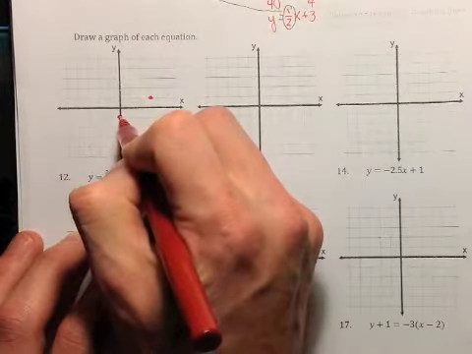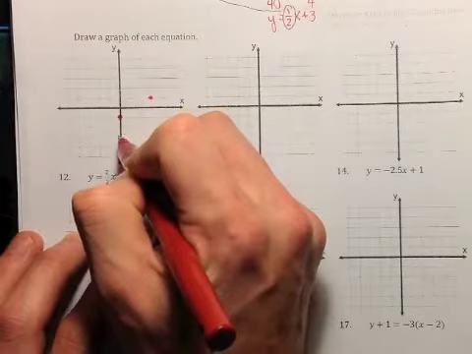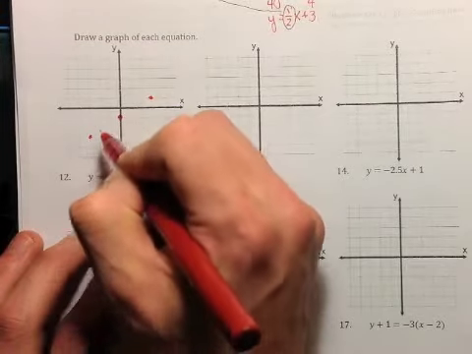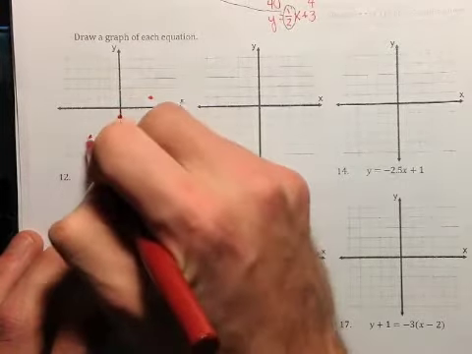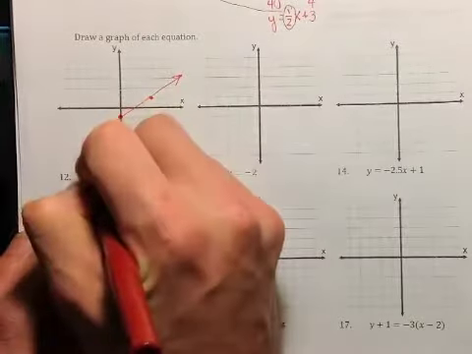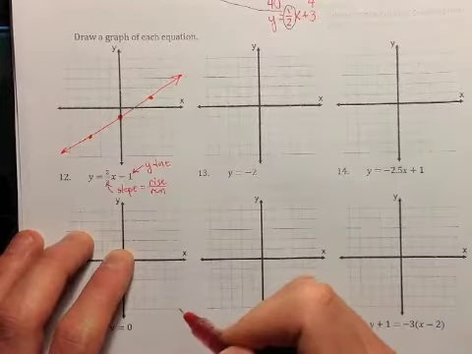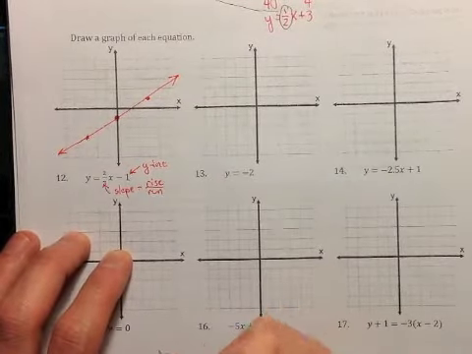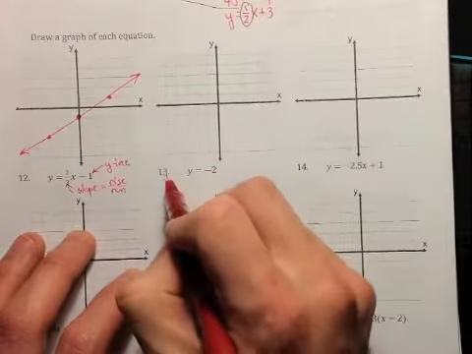So if we rise -2, run -3, we'll find another point on the line. Okay, so we have 3 points there, and then it's easy enough to connect them with a line. Okay, so there's the graph for number 12. Now let's look at number 13.